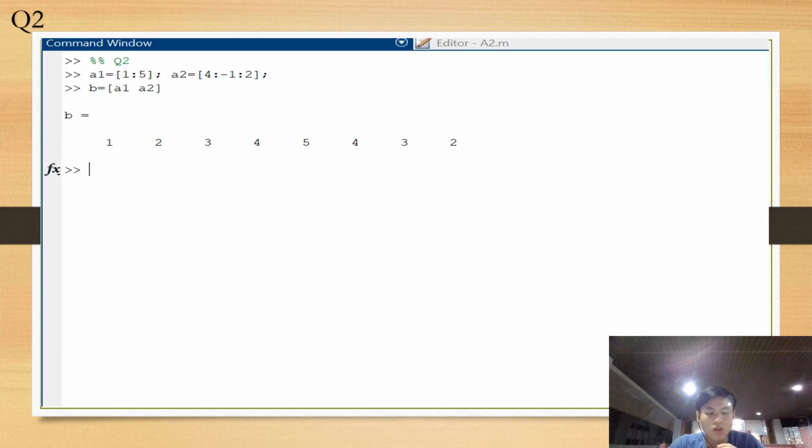Next is the problem A2, creating and modifying array. For question 2, we have been asked to create a row vector and not type the vector explicitly. First, we define our vectors as A1 and A2. Then, we combine them to create the vector B. Then we will get the answer.